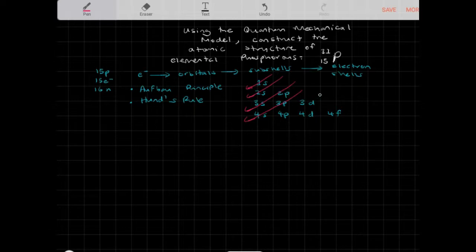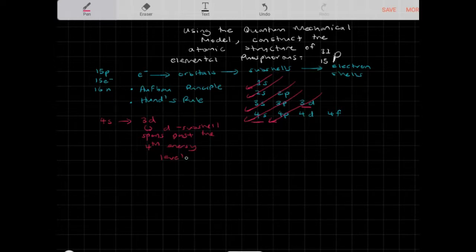And this is the direction of filling, right? You follow the arrow. You always fill 1s, then 2s, then 2p, then 3s, then 3p, then 4s, then 3d, right? And there's an exception between the 3d and the 4s. The 4s is filled before the 3d because the D subshell spans past the 4th energy level.